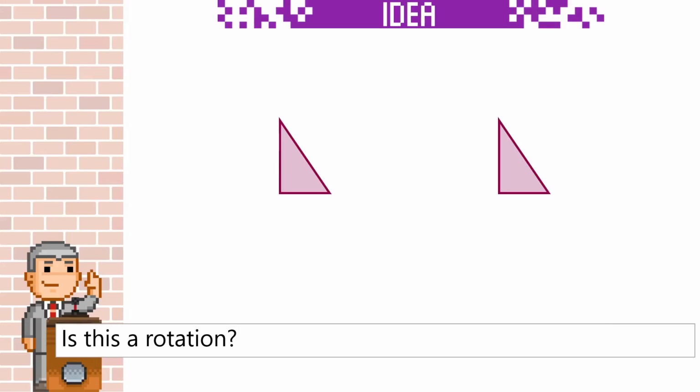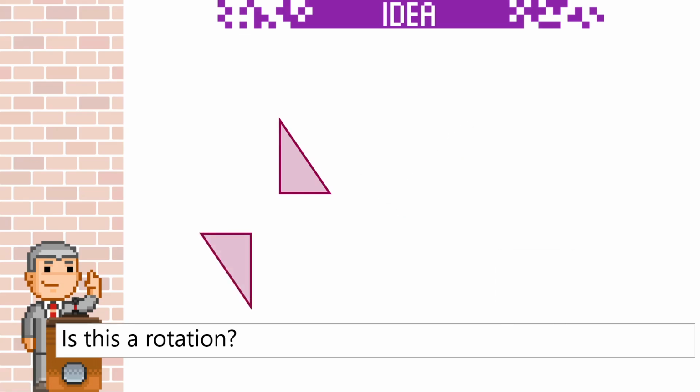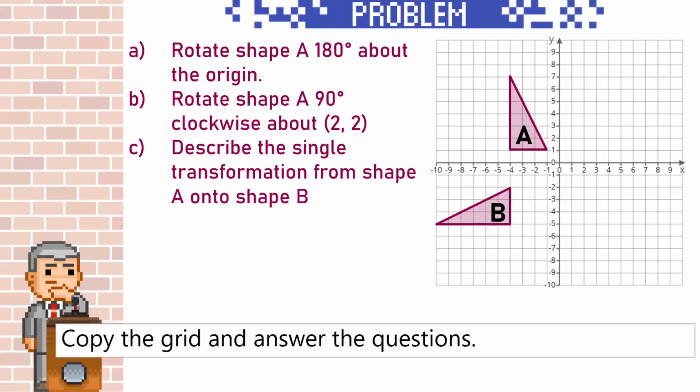What do you get if you rotate a shape by 1,000,000 degrees? Dizzy. Let's have a look at rotations. Is this a rotation? Well, if you look, it's the same way up, so it's definitely not a rotation. What about this? Well, yes, it's been rotated. And this one, yeah, it's been rotated. Let's have a look through these questions.